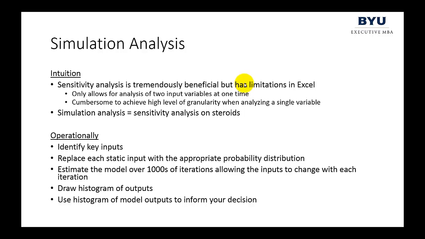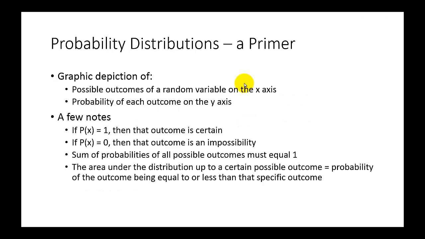but we need to have a really brief conversation, not a terribly deep conversation, about probability distributions. So here's a primer on probability distributions. A probability distribution is a graphic depiction of the possible outcomes of a random variable on the x-axis and the probability of each outcome on the y-axis.